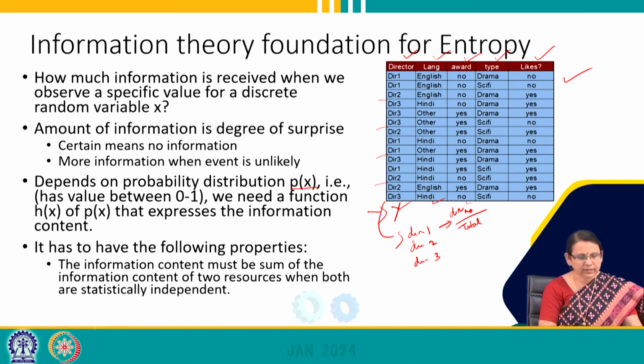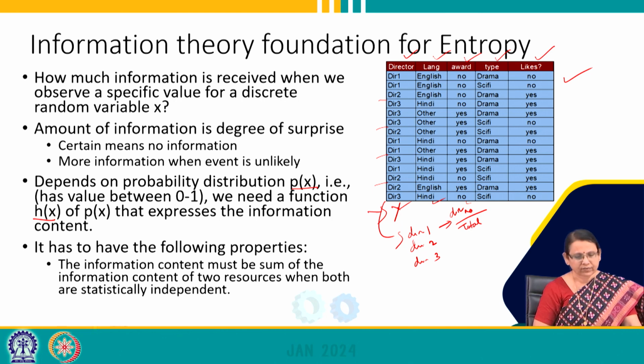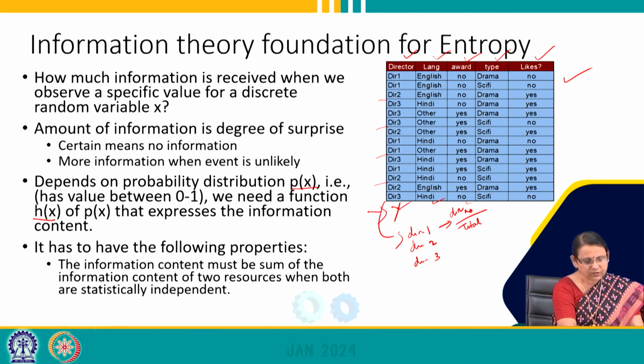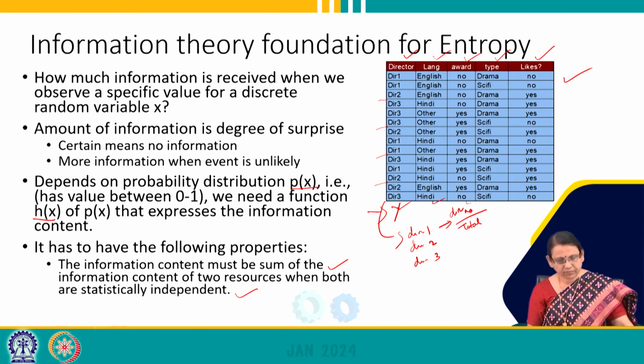Now, the function Hx which you are trying to discover, what should it say? It should say the information content with respect to that attribute. When we talk about information content, this Hx has to have a certain property. What is the property? The information content must be the sum of the information content of two resources when both are statistically independent.